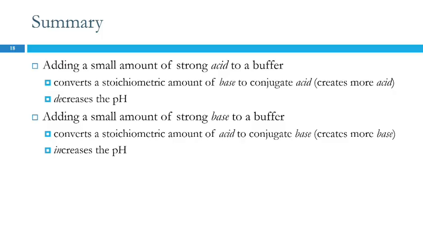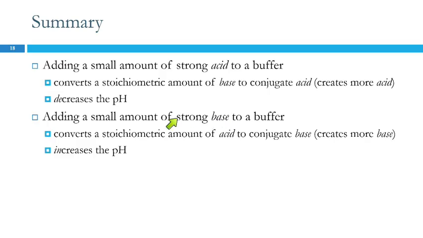So if you add strong acid to the buffer, it's going to react with the base in the buffer, a stoichiometric amount, and that will create acid. So it will decrease in pH, right? What do you expect if you add acid to something? pH is going to go down. The pH is still going to go down. It's just not going to go down as much.